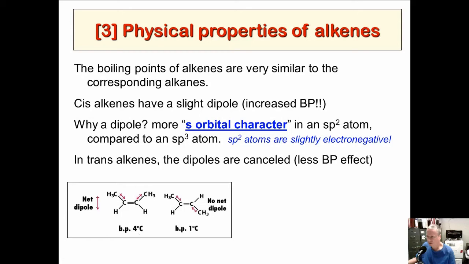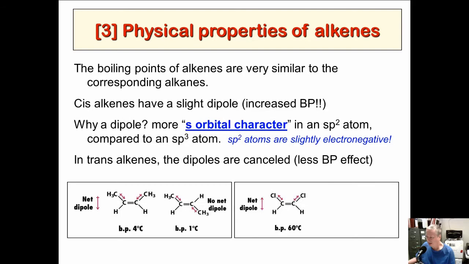Here's dichloroethylene. Same exact thing. The only difference here is chlorine is actually electronegative, and so the little arrows suggest the direction of the dipole and where the electrons are being drawn towards.